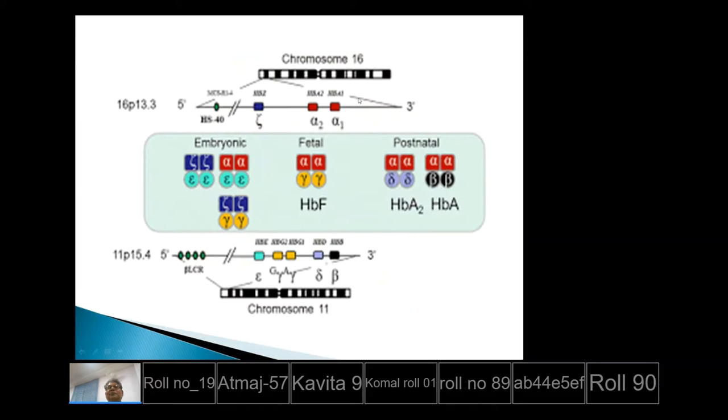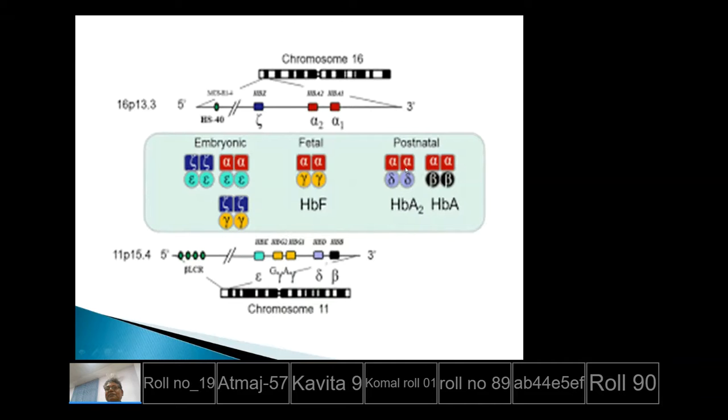This is the location of chromosome 16, 2 alpha genes. This is the zeta gene. This is the embryonic hemoglobin, 2 zeta and 2 epsilon, and this is 2 zeta and 2 gamma. And this is the fetal hemoglobin, 2 alpha, 2 gamma. This is HbF. And this is the postnatal period. After delivery, there is a gradual switch from HbF to HbA and HbA2.